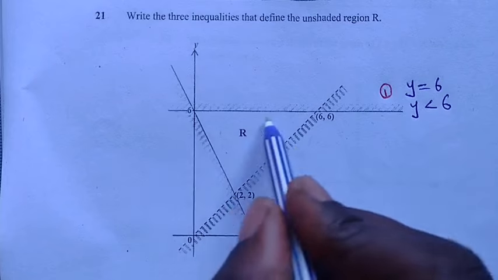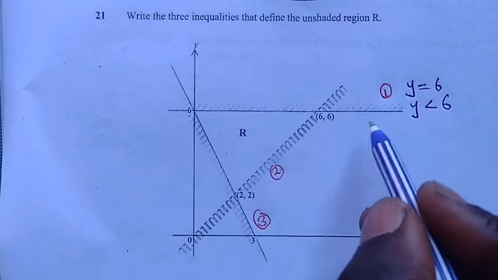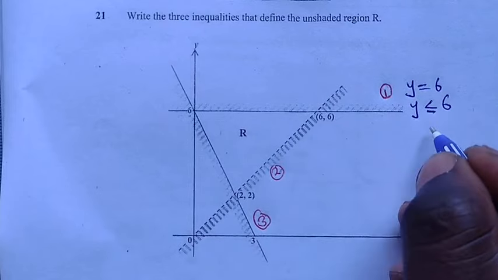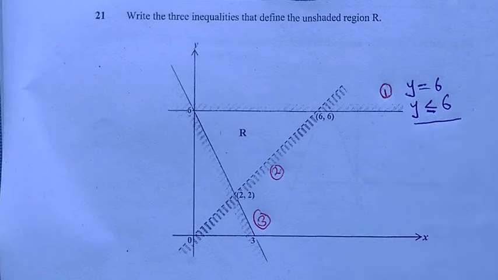Now, looking at the type of line, this is a solid line. It's not dotted like this. So since it's a solid line, it should have equal to. So this is our first inequality.